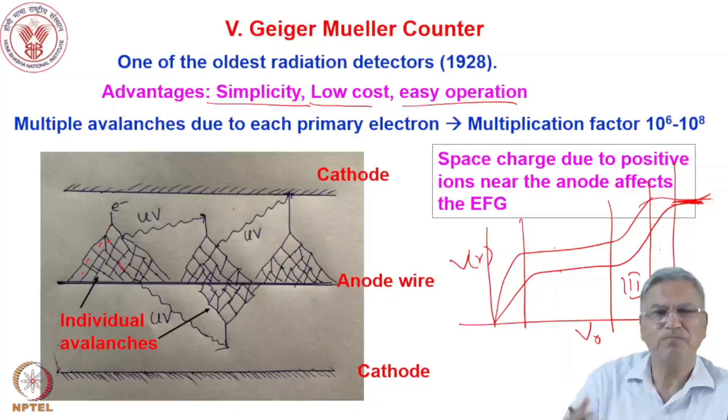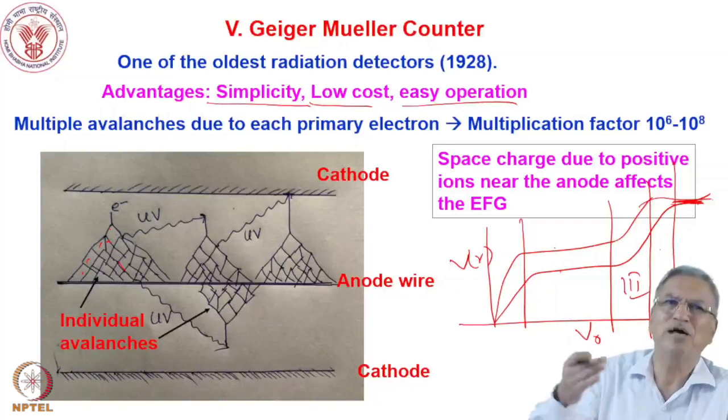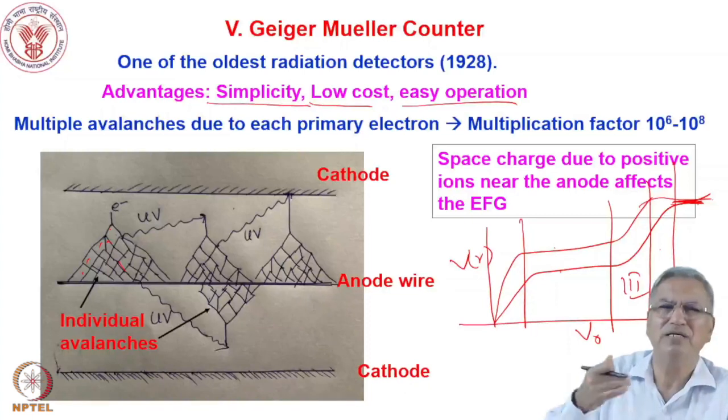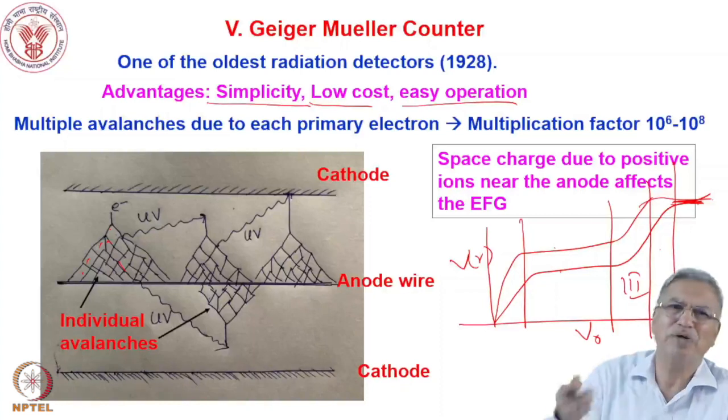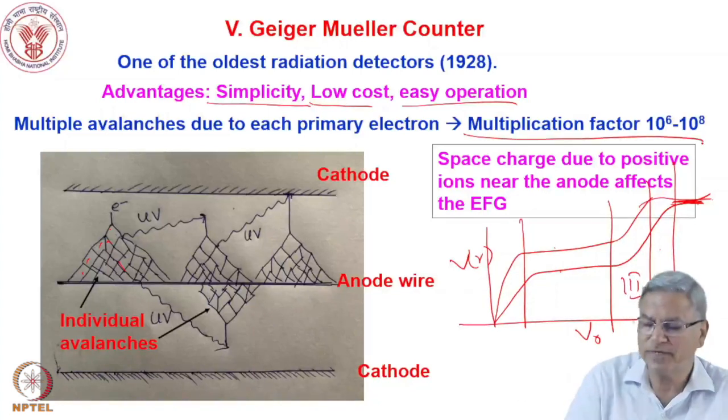Whereas in the case of the Geiger-Müller counter, each electron that is producing an avalanche, and every avalanche can produce other multiple avalanches. So it is a continuous process of avalanches generated by not only the primary electrons but also by the secondary electrons. And because of that, these GM counters have very, very high multiplication factors, of the order of 10 power 6 to 10 power 8 times the signal is multiplied.